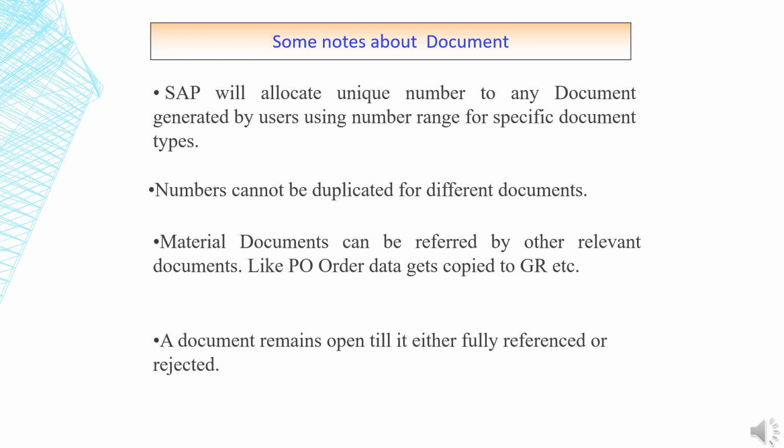This is a very important note from the document point of view. SAP allocates a unique number to any document generated by a user, using the number range with a specific document type. The number cannot be duplicated for a different document, as it could be a legal requirement. A material document can be referred to by other relevant documents like PO data or a copy of GR. The document remains until it is either fully referenced or fully rejected.